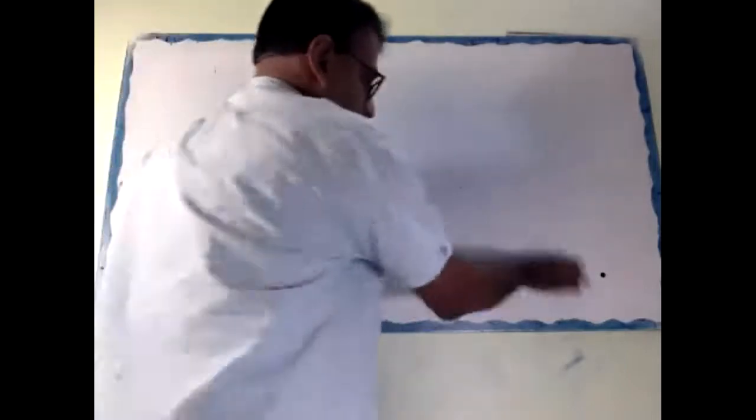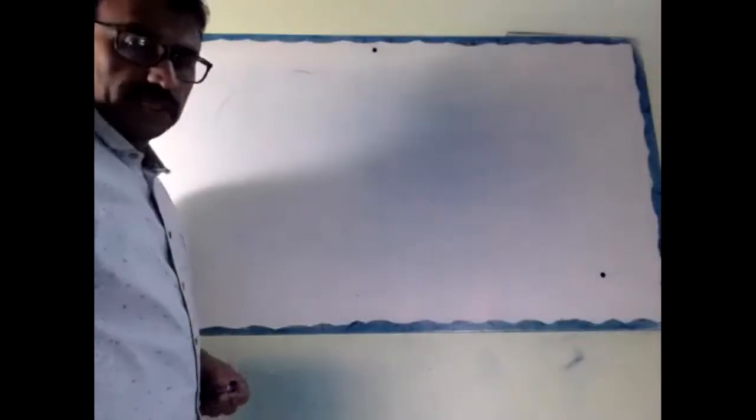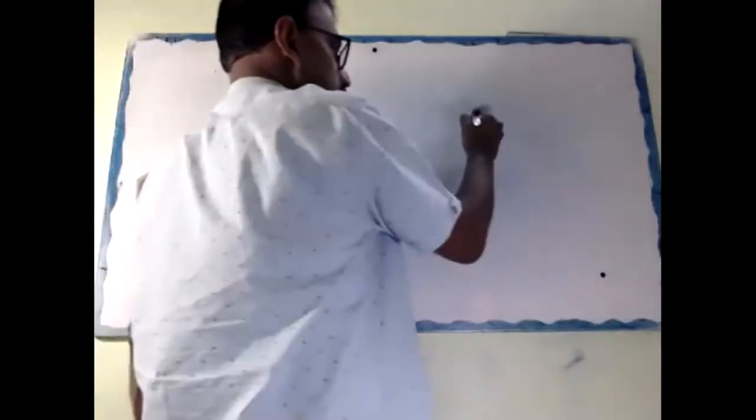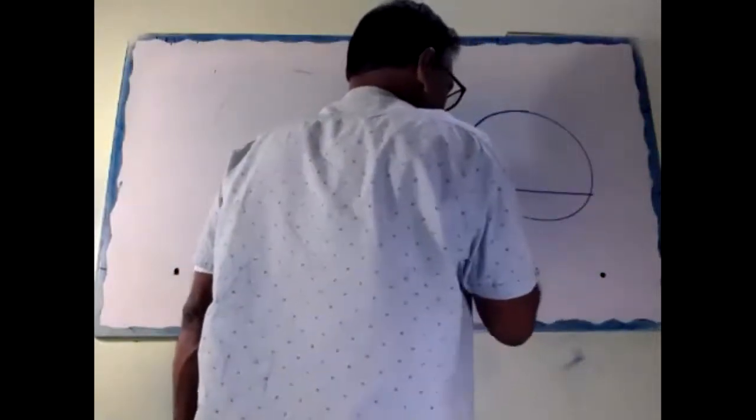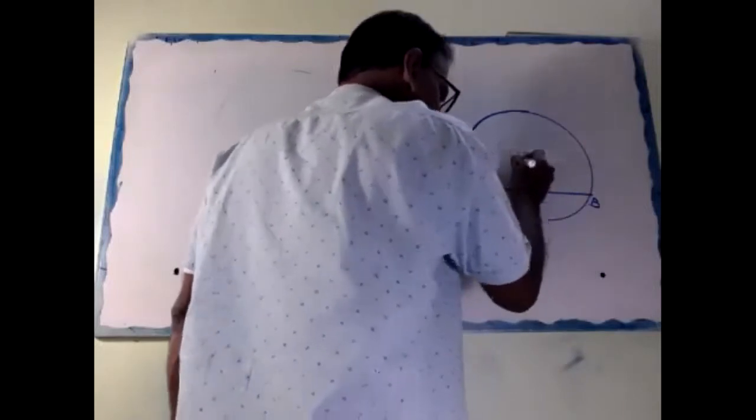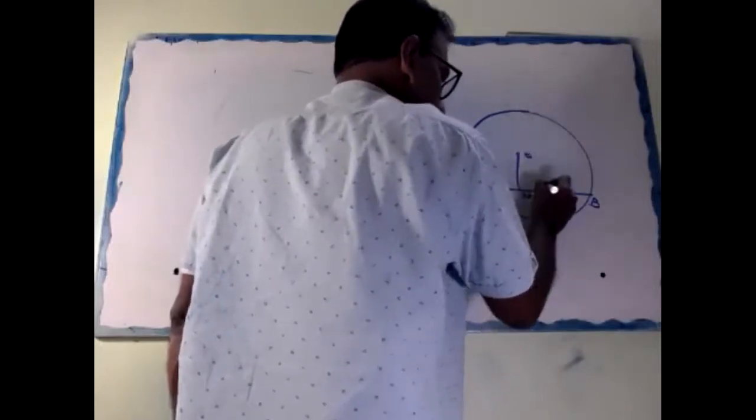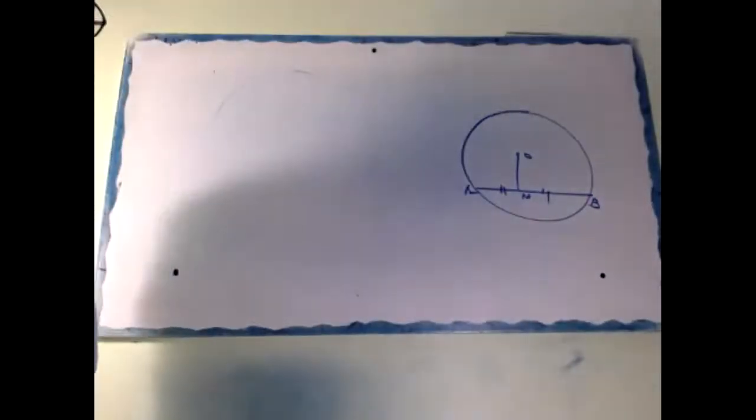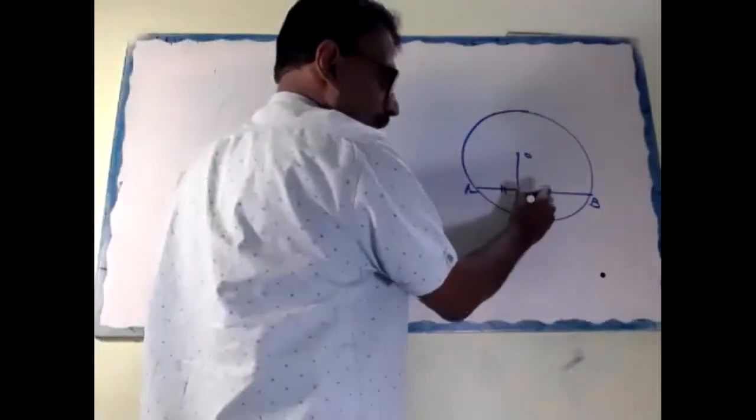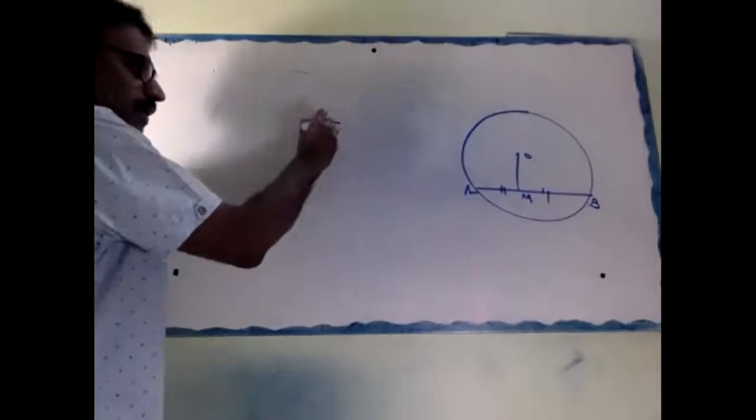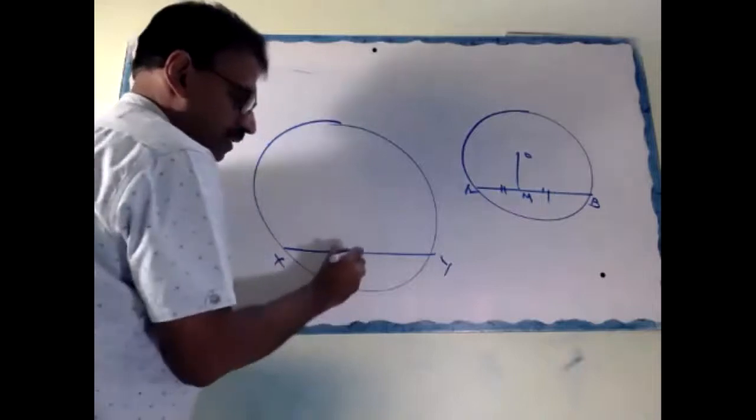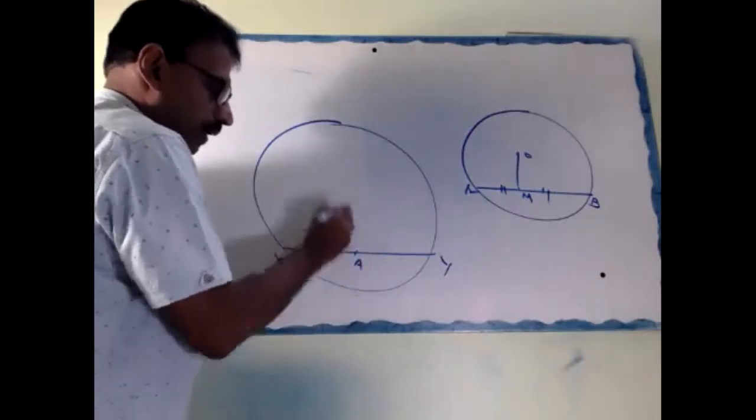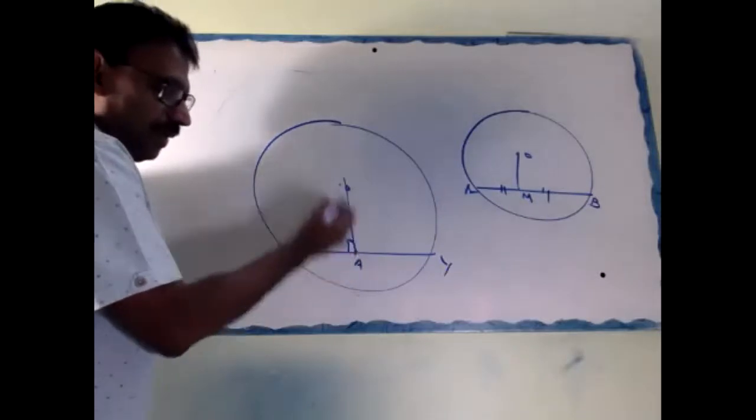Listen, everyone. Don't write anything. The original theorem is: suppose AB is a chord, and from the center, if you draw a perpendicular, AM equals MB. Now the second theorem: if M is the midpoint, then this angle is 90 degrees. Here, X, Y, this is the midpoint, and O is the center. When you join this, this angle should be 90 degrees. That is the theorem.